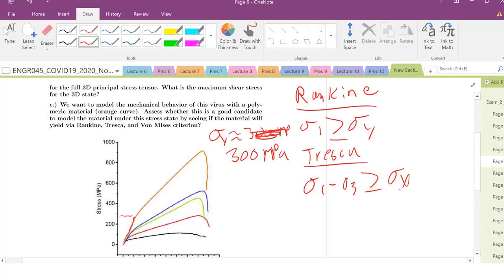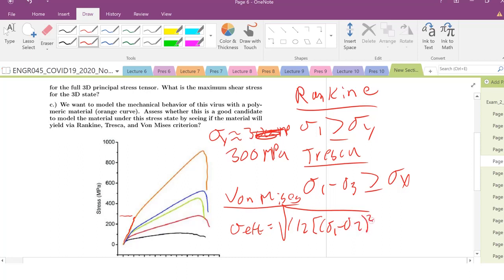And then I'll try von Mises. Von Mises, in terms of principal stresses, which you already have, is that sigma effective, which is going to be the square root of 1/2 times our sigma 1 minus sigma 2 squared plus sigma 2 minus sigma 3 squared plus sigma 3 minus sigma 1 squared. It has to be greater than or equal to sigma y.